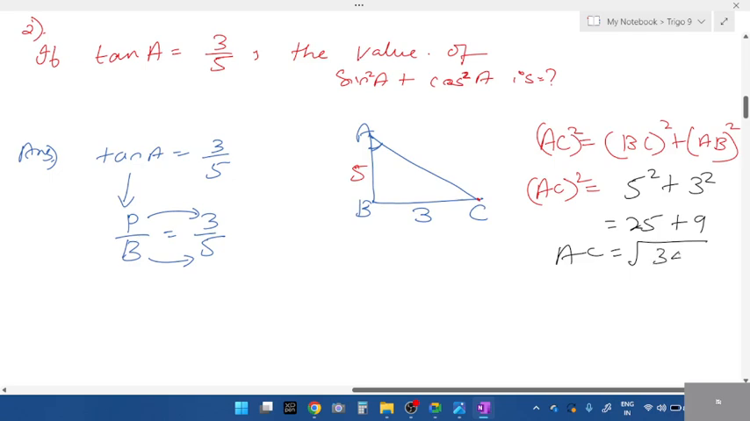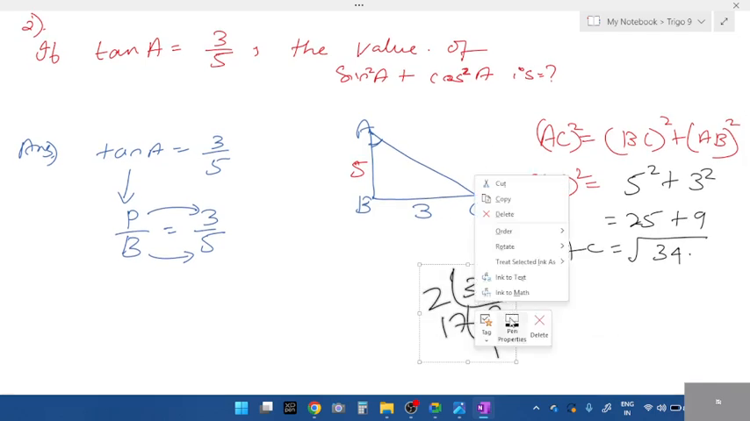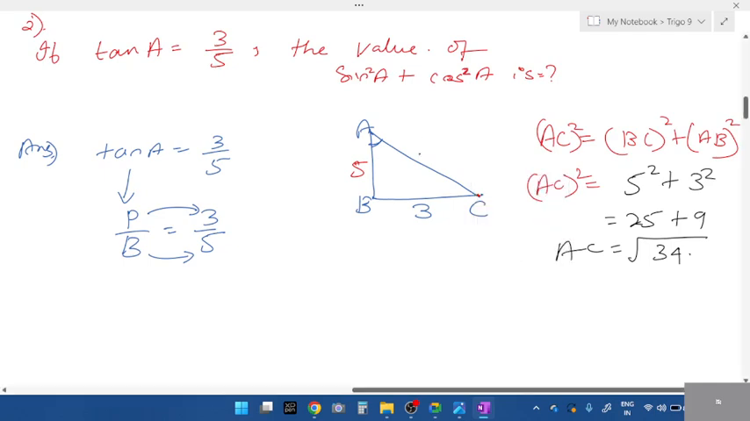Root 34, students. Factorize root 34. Can we simplify root 34? Is it possible? 2 into 17, 17 into 1. There is no number present twice, right? So it is just root 34. Okay, what do we need to find here? Complete the answer.